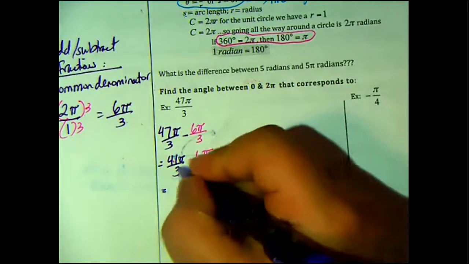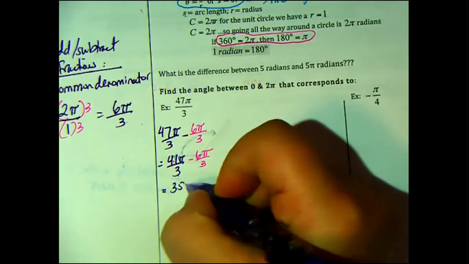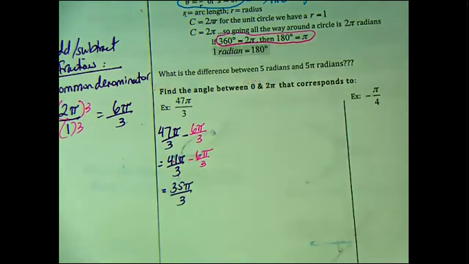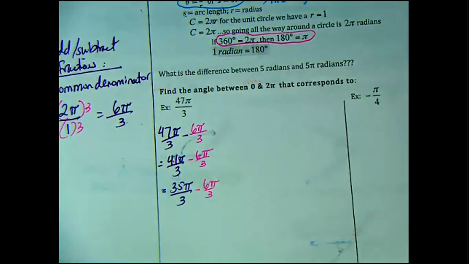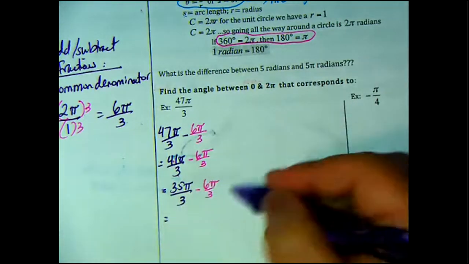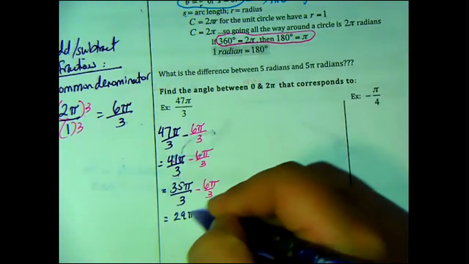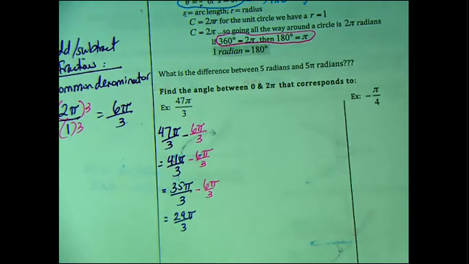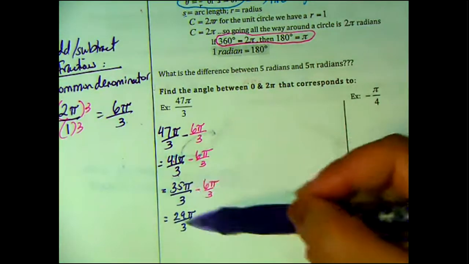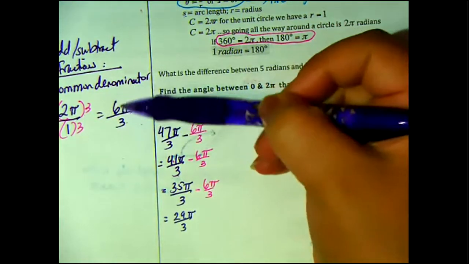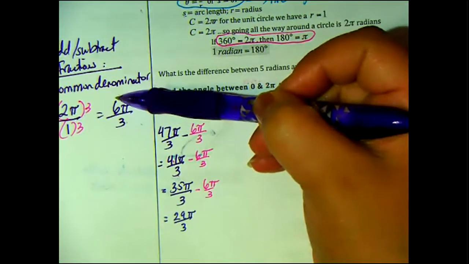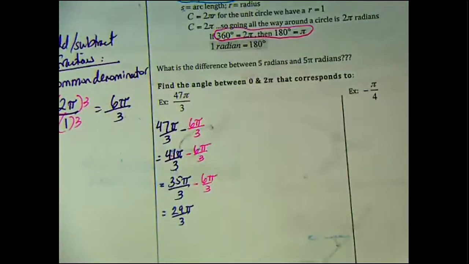So this is now going to be 35 pi over 3. Okay, minus 6 pi over 3 one more time. Okay, this is going to be 29 pi over 3. So essentially, if I want this less than 2 pi, I need to have a number that is less than 6 at the top, right? So I got to keep going here.